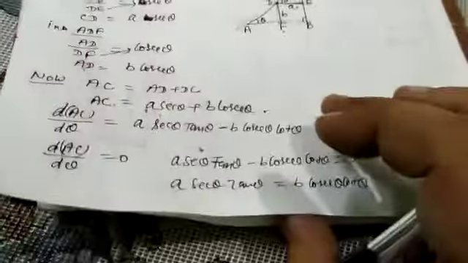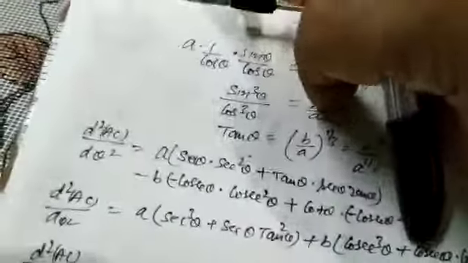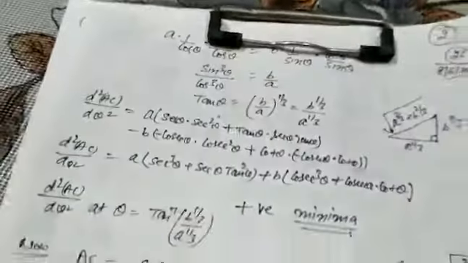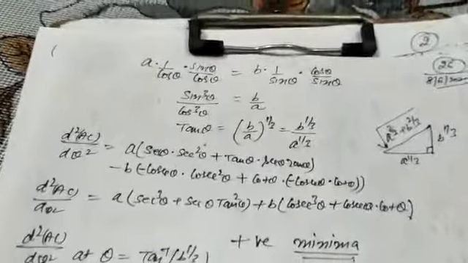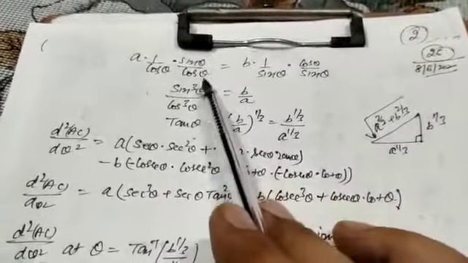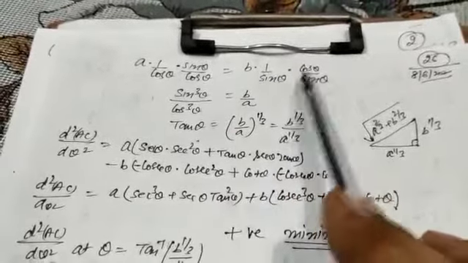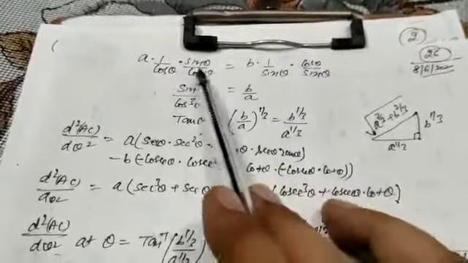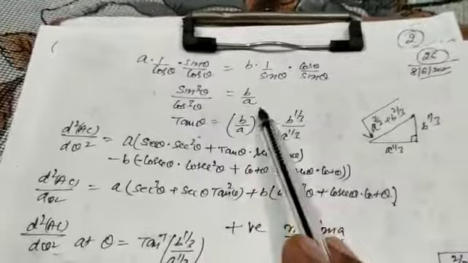Now for the value of theta we have to implement the following result. Now see this one. Now replace sec by 1 by cos, tangent by sine by cos, and also cosec and cot. We get sine cube theta and cos cube theta is equals to b by a.